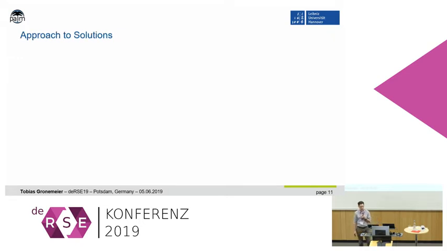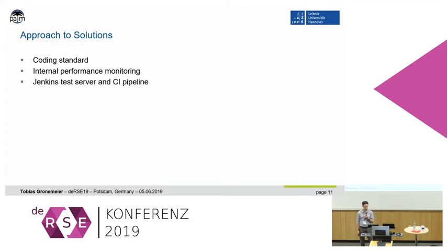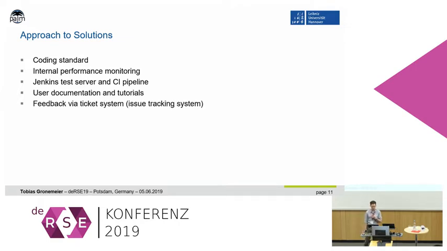So this brings me now to the solutions. We try to tackle these challenges, or at least these are our approaches to the solutions. There are many approaches. First is the coding standard. We implemented a coding standard for our code. We now have an internal performance monitoring. We use a Jenkins test server and CI pipeline. We have user documentation and tutorials for the users. We have a feedback system via an issue tracking system on our website.